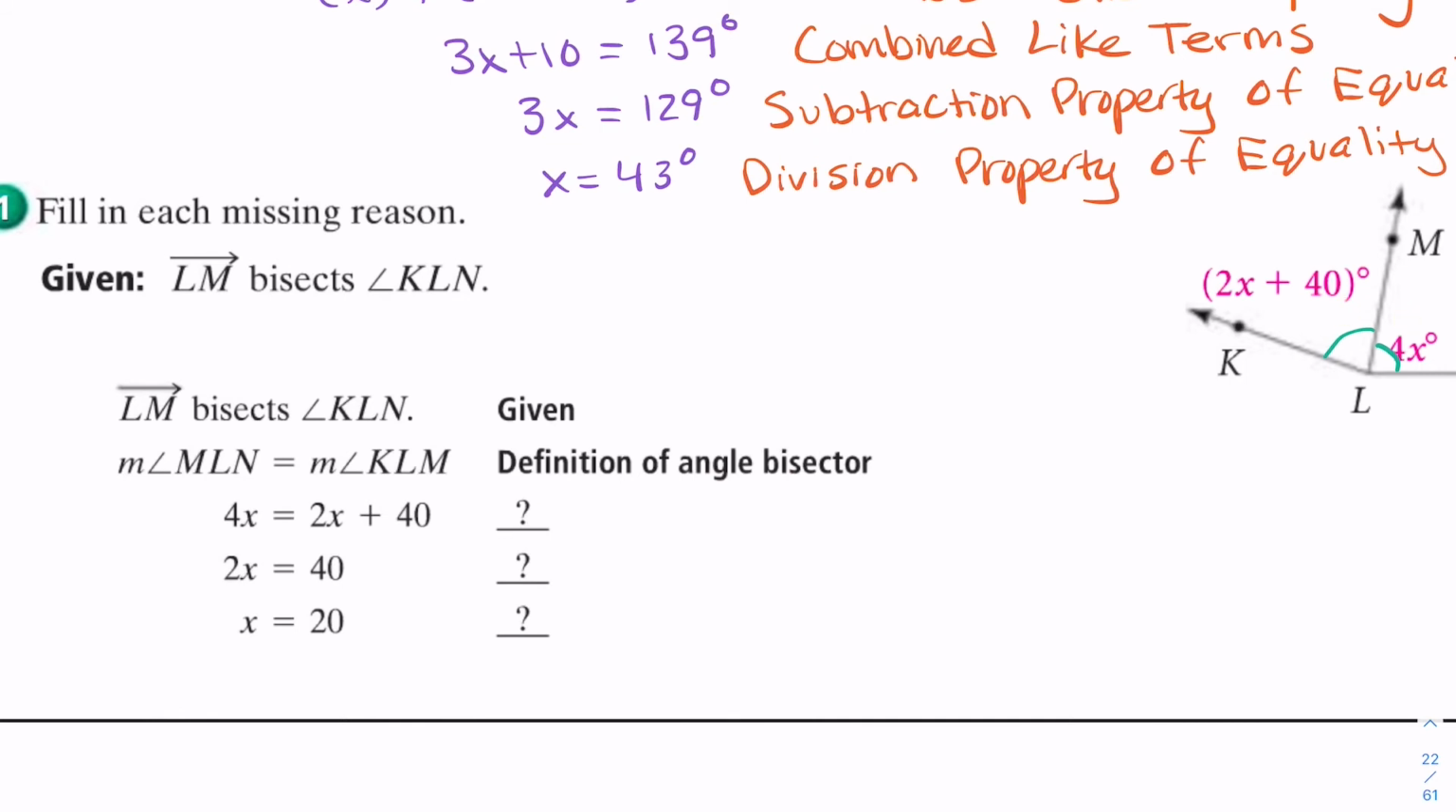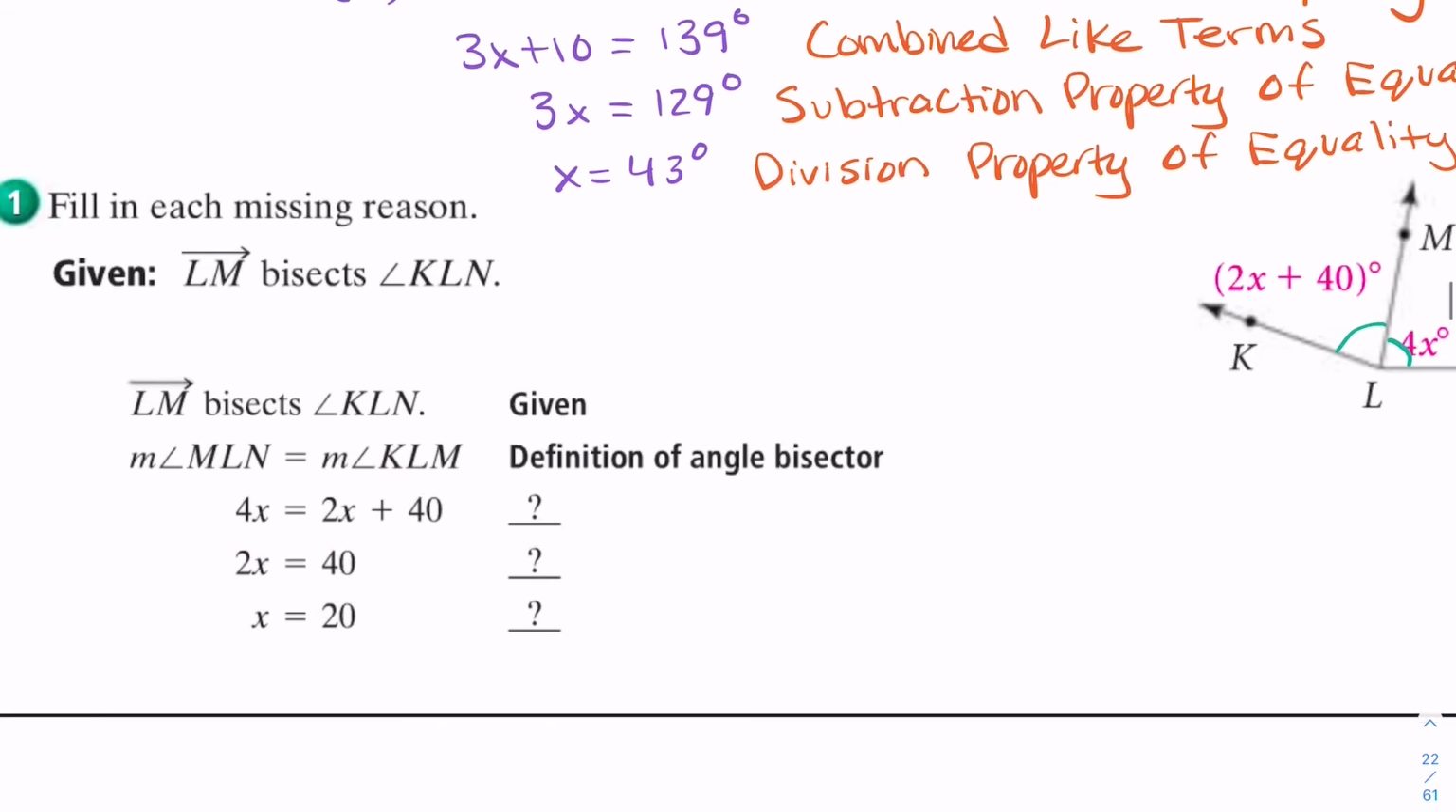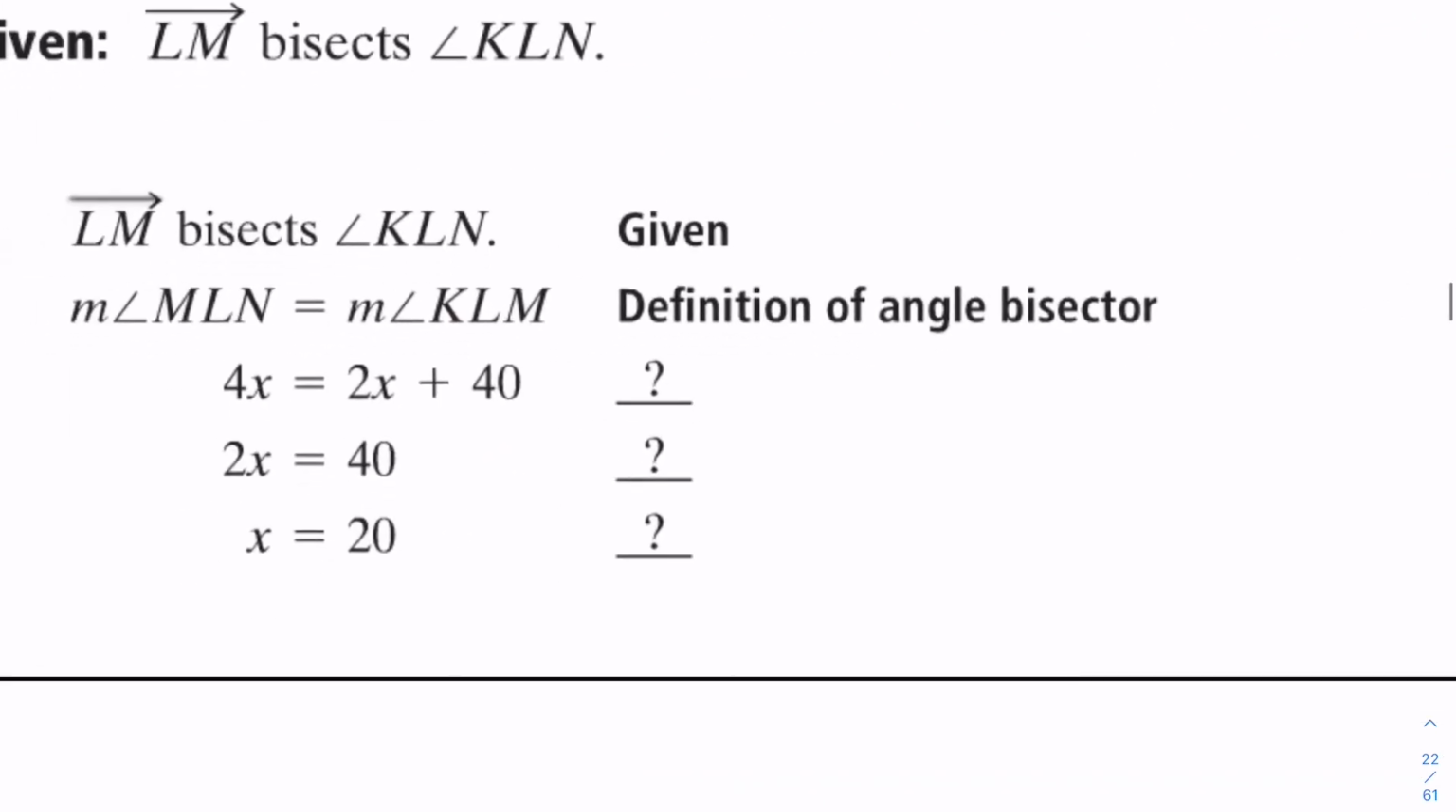All right. Then what happens? How did I get that angle MLN to become 4x? And how did I get KLM to become 4x plus 40? I used the substitution property.